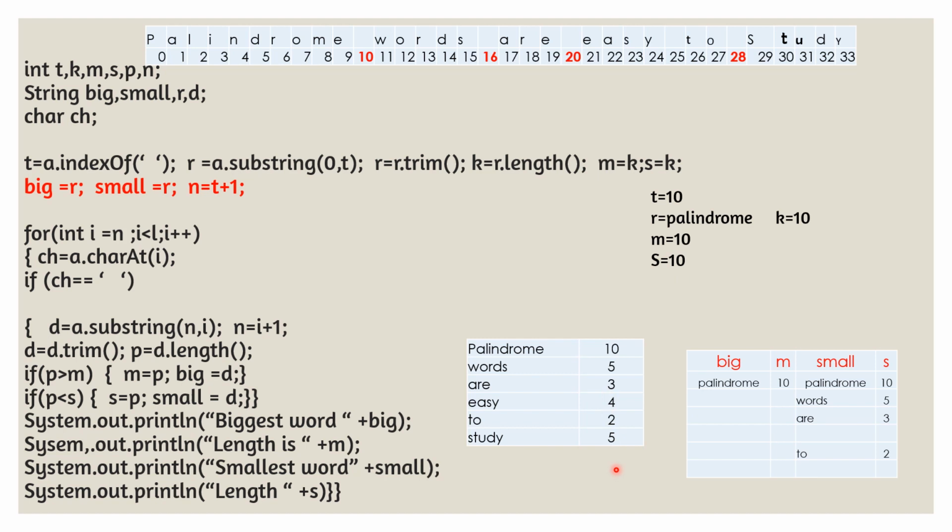So no change will be taking place. So we can discuss the smallest word. P is 10 here. S is 10 in the beginning. So here we are checking, P is less than S.